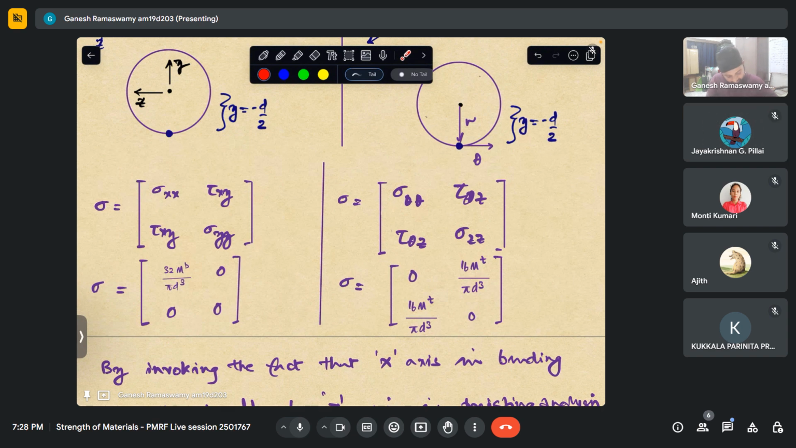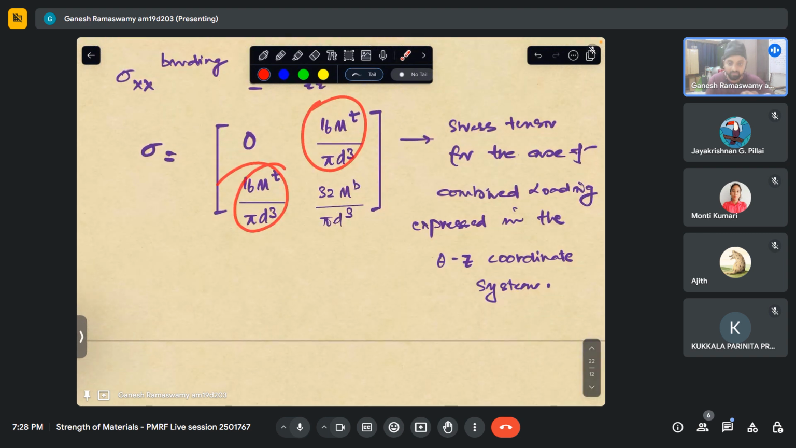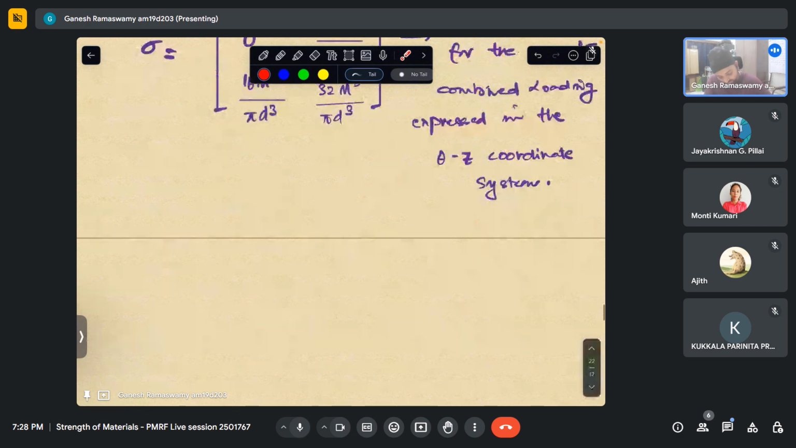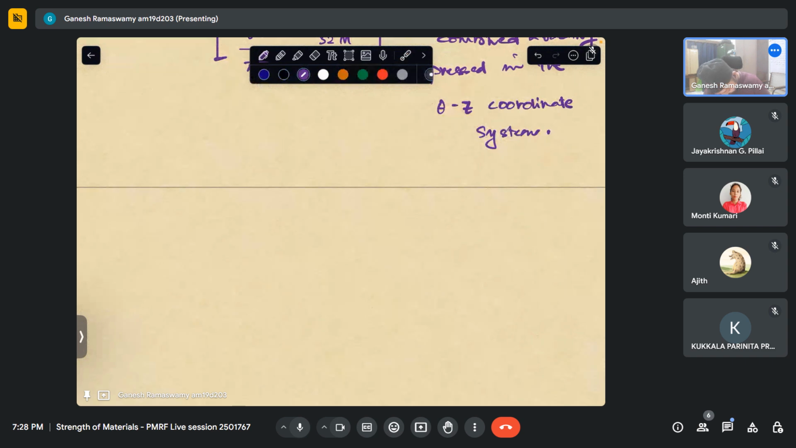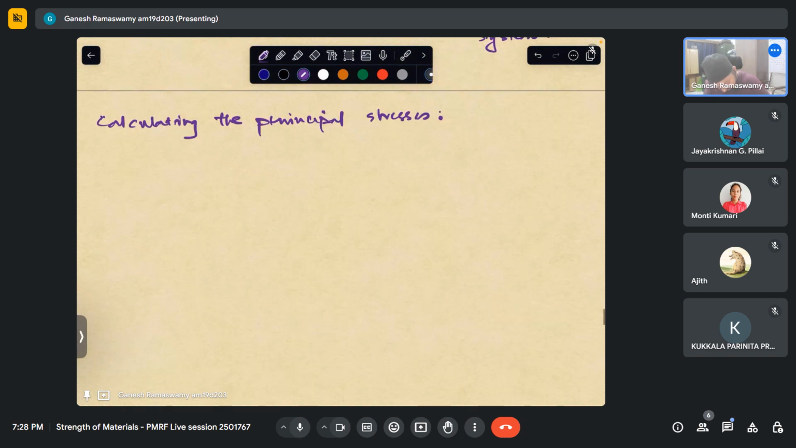clearly see for the stress tensor, there is some non-zero shear. So the diagonal elements are not the principal stresses. So let us go ahead and calculate the principal stresses. So calculating the principal stresses for this case, we have sigma theta theta as 0 in this case. Sigma zz we have as this quantity.